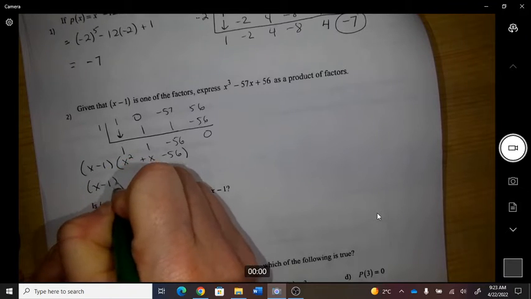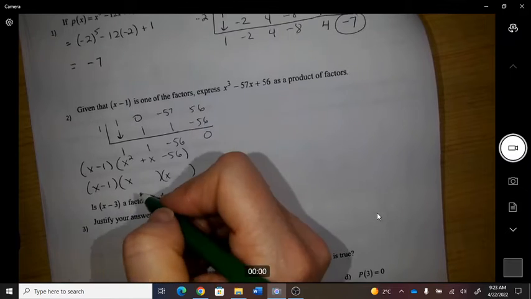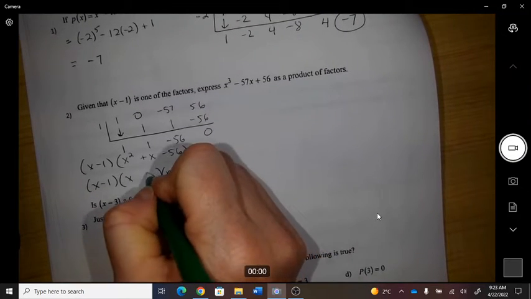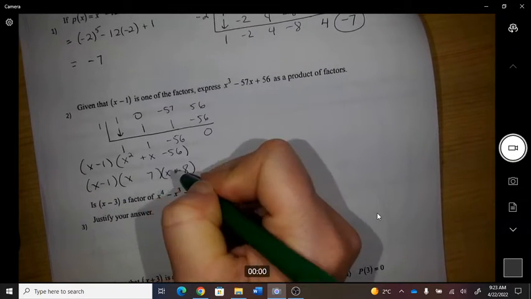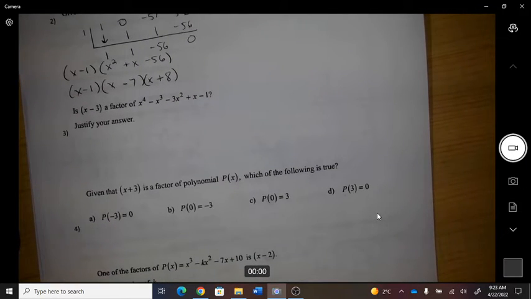And then I'm going to break this down. What multiplies to 56? So that would be 7 times 8. So that's my product of factors. Is this a factor, justify, or not?